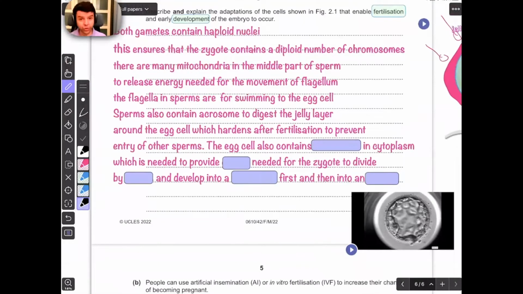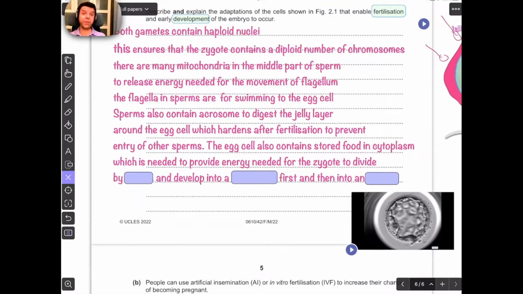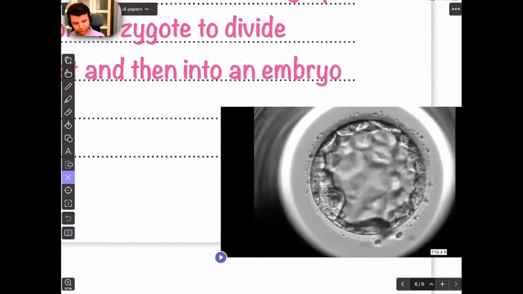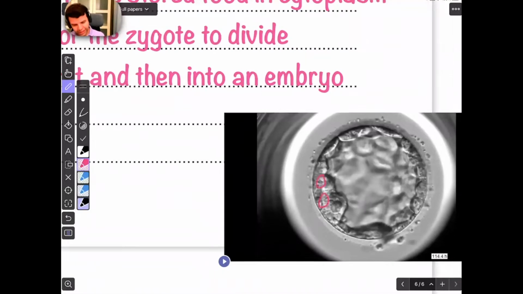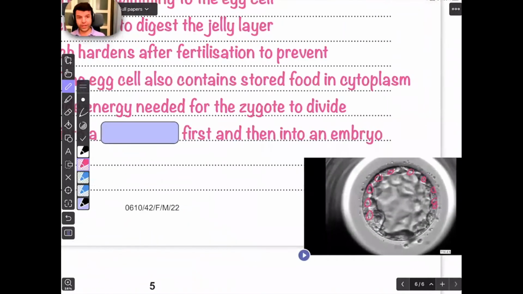So the egg cell contains food storage, right? And that food storage is needed for what? Is needed to provide energy. What requires that energy is the embryo, right? Like the embryo is the last stage. It's needed for the cells to divide. And you know what we call this structure? The structure that looks made up of cells and it's empty in the middle. We call that the hollow ball of cells, right? So that's why we need energy there.